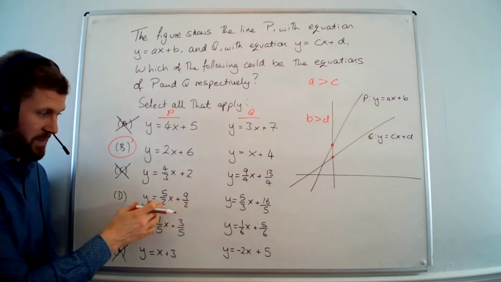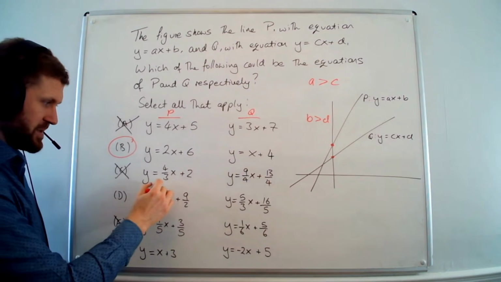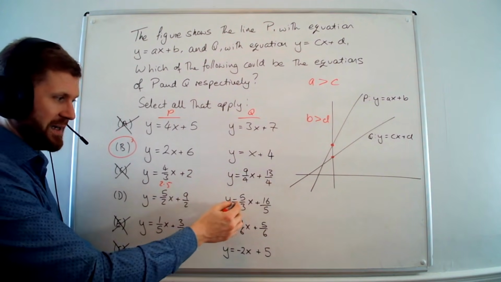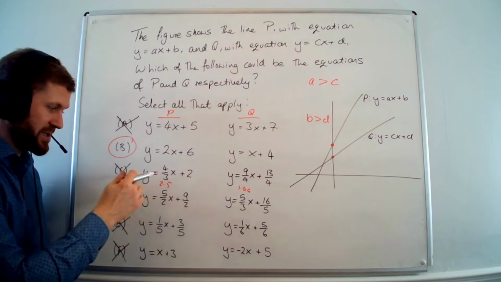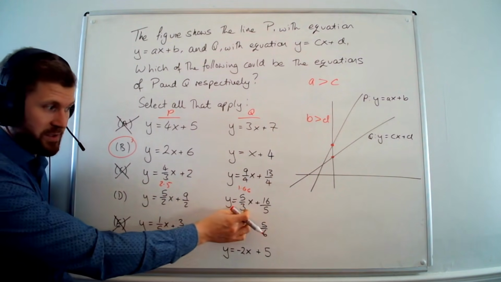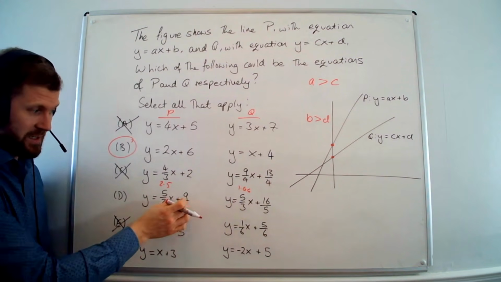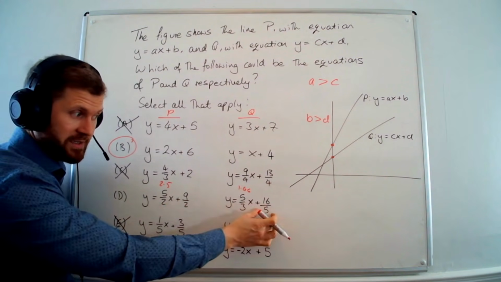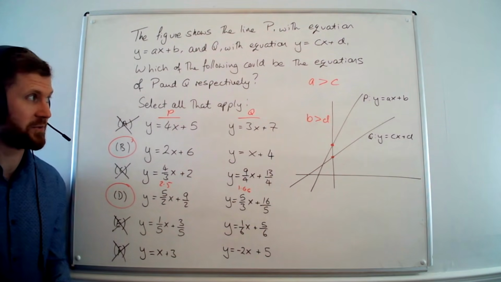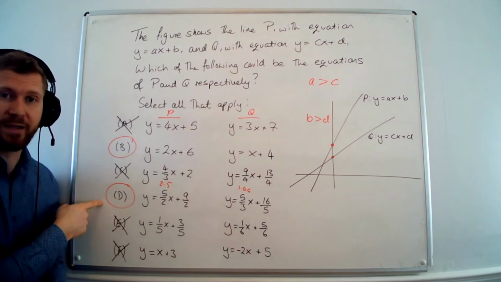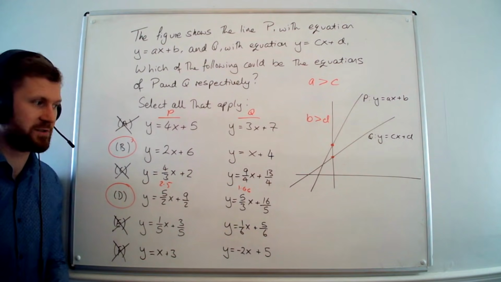On to the next one. In D, I've got 5 over 2 here, so what's that? 2.5, and 5 over 3 there, that's about 1.66. The slope of line P is bigger than the slope of line Q. As we said last time, the y-intercept of line P is bigger than the y-intercept of line Q, so D is looking good as well. And so the answer to this question is going to be B, and it's going to be D. We've got 2 correct answers here.